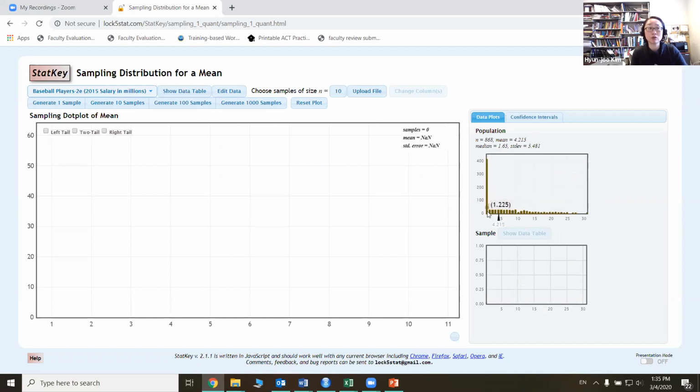But this one, you can see that there are a lot of values that are relatively small. And then there are a few values that are really big. But there are probably a little bit of potential outlier.